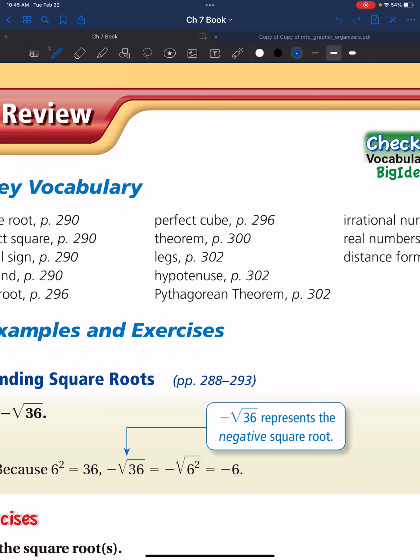The Pythagorean theorem only works for right triangles. Oh, yeah, right triangles only. Do you remember what the theorem is? Yes. A squared plus B squared equals C squared. Good job. A and B are legs, and C is the hypotenuse.